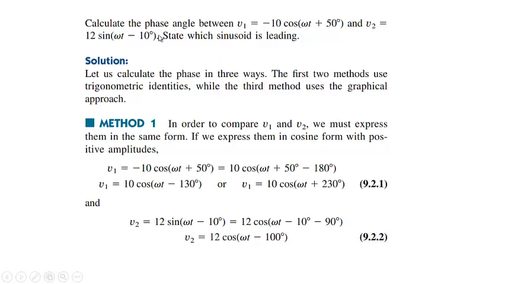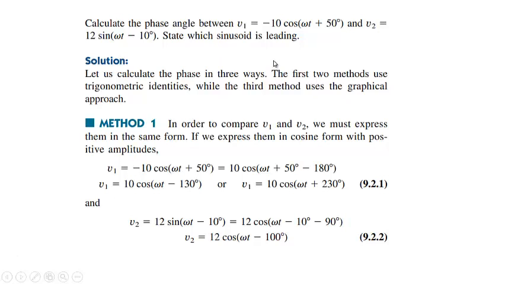So it is given it is omega, that means they have the same frequency. After that, by using the different identities, or you can use the phasor graphical approach, you can simply calculate their phase difference. First we'll use the trigonometric identities.